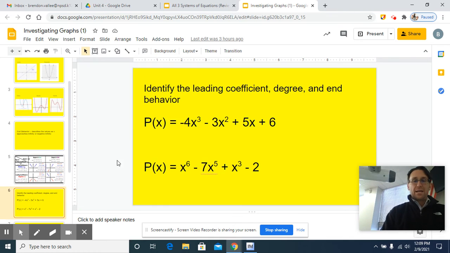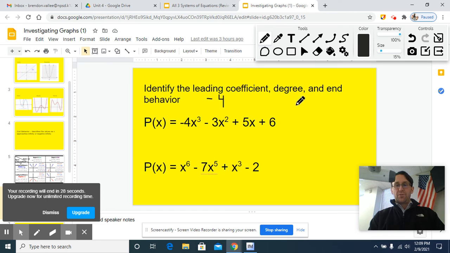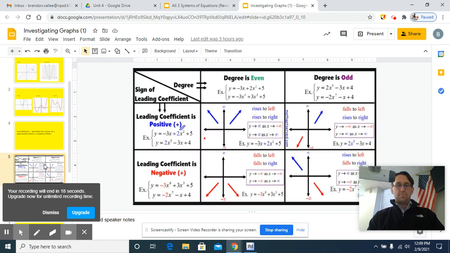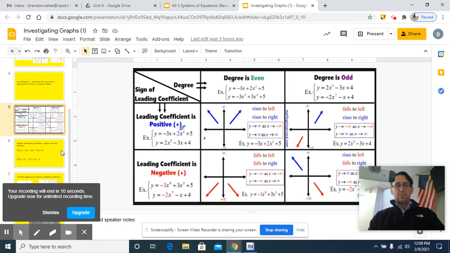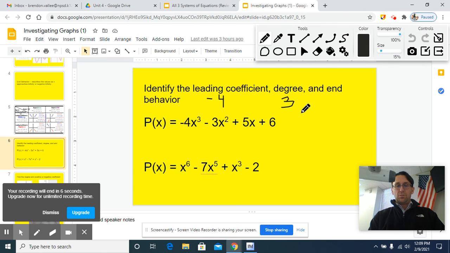So let's look at this one first. We got a coefficient. Leading coefficient is -4. The degree is 3. So what's the end behavior? So we got a negative coefficient and an odd degree. Negative coefficient, degree odd. So my graph for that one would look something like this, maybe.